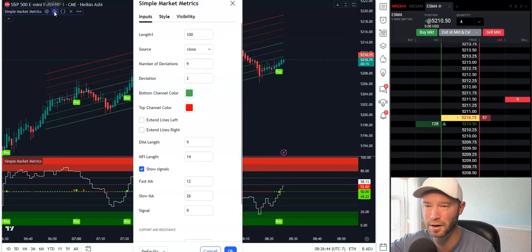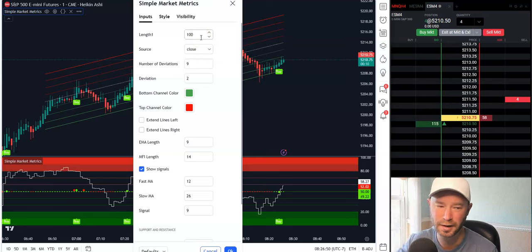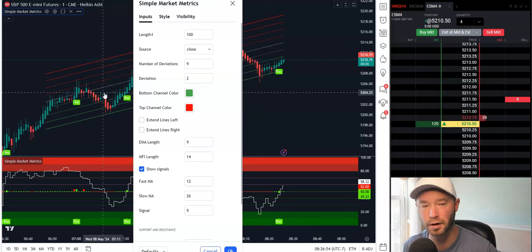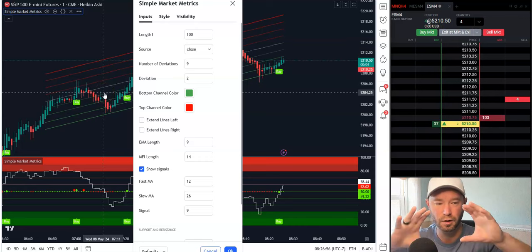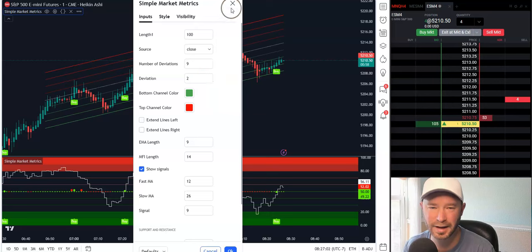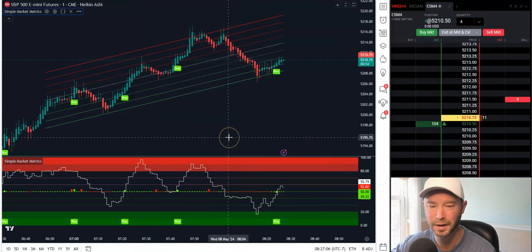That'll equate to $200. Once you have these indicators and metrics loaded on your chart, I want you to have this length set at 100. This is going to calculate the last 100 candles on your chart, and it's going to tell you whether you're heading into a bullish, bearish, or consolidating market. Then I want you to have these other settings here: 9, 2, 9, 14, 12, 26, and 9. If you have that on the top and also the bottom dashboard, that is what's going to give you your charts looking exactly like this.